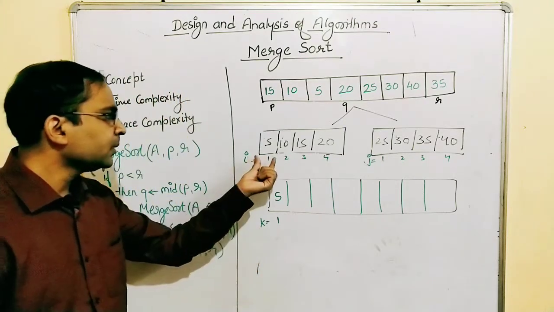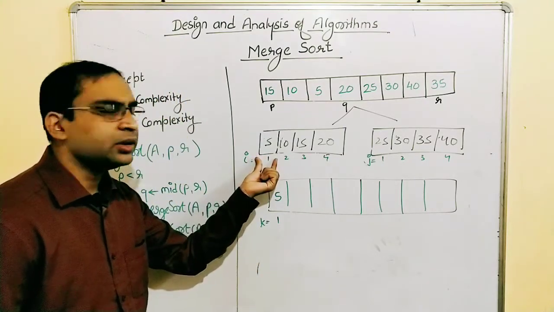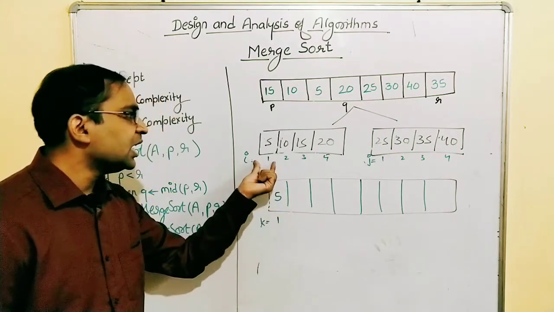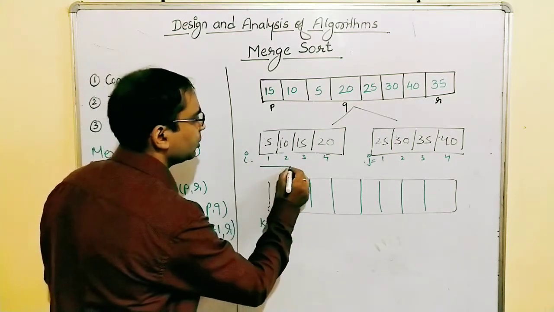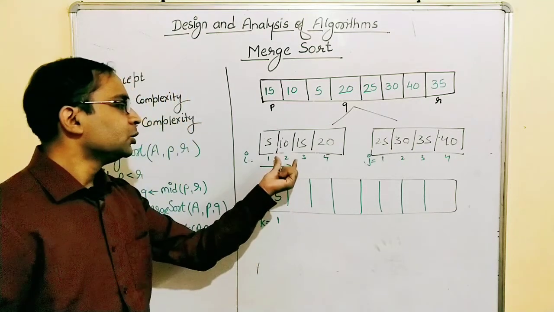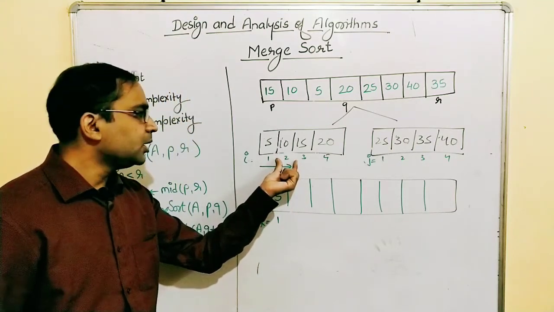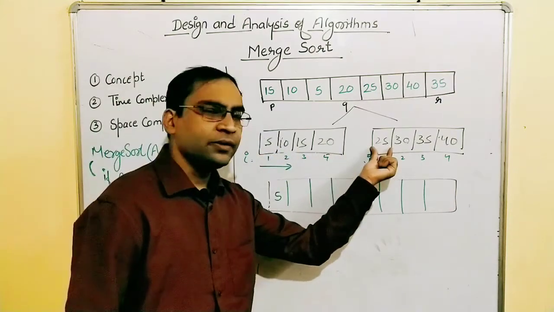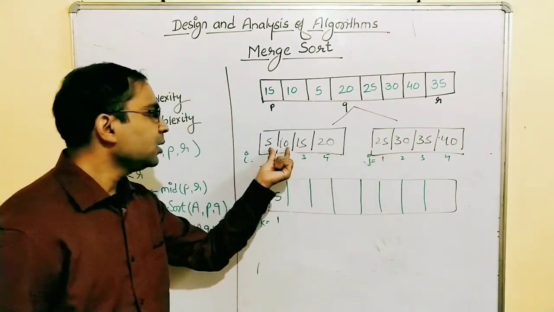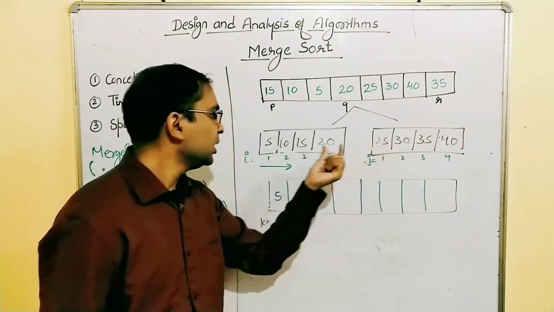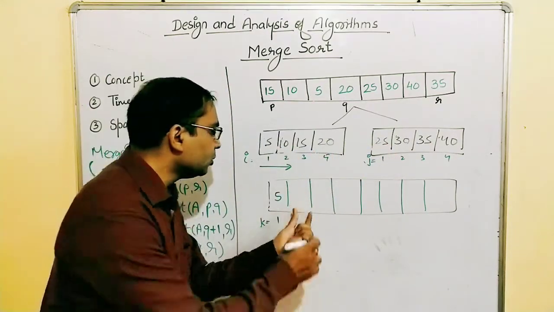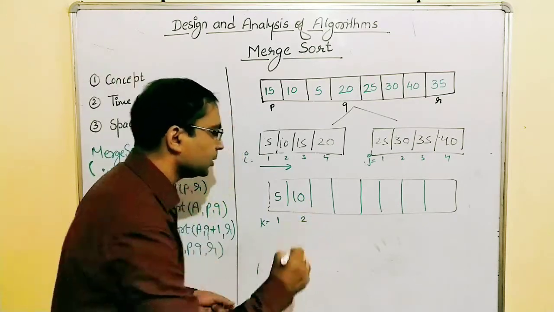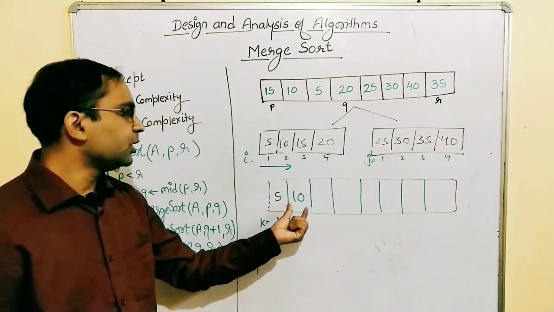So in our first case, we have put the element of this left list into this new list, so the i will be incremented. So now this i will be 2. So now we will be comparing this 10 with 25. So this 10 with 25, which is the smaller? 10 is the smaller. We'll substitute 10 here, right?